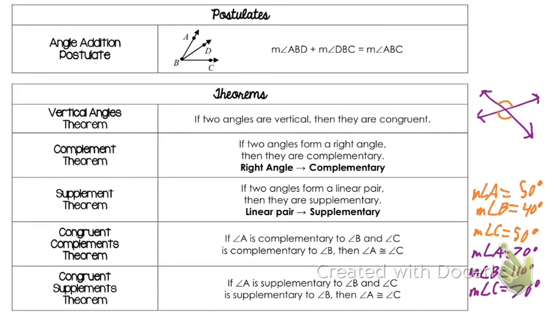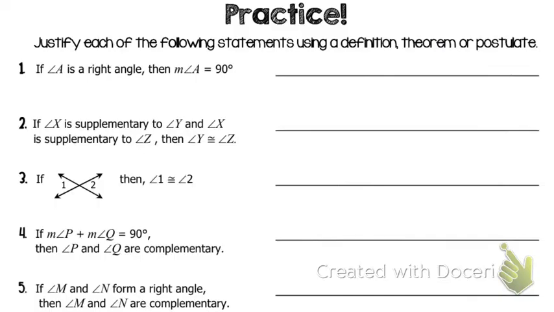Okay, we're going to practice some of these, just by using each of these, using a theorem or postulate. So these take practice, right? Practice, practice, practice. Well, guess what? We're practicing. If angle A is a right angle, then the measure of angle A equals 90 degrees. Here's my hint for you guys. We start with words: if angle A is a right angle. We end with math: measure of angle A equals 90 degrees.